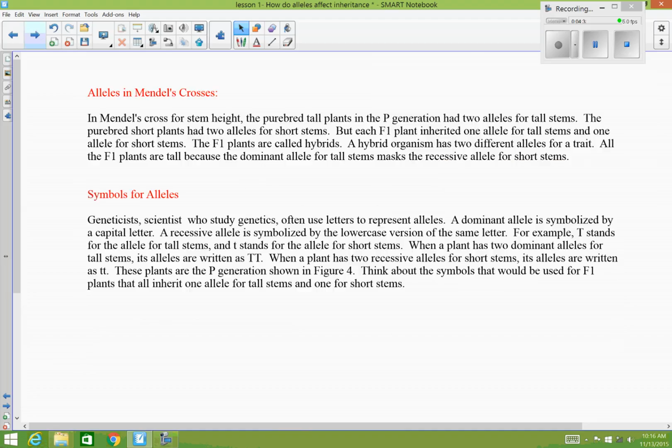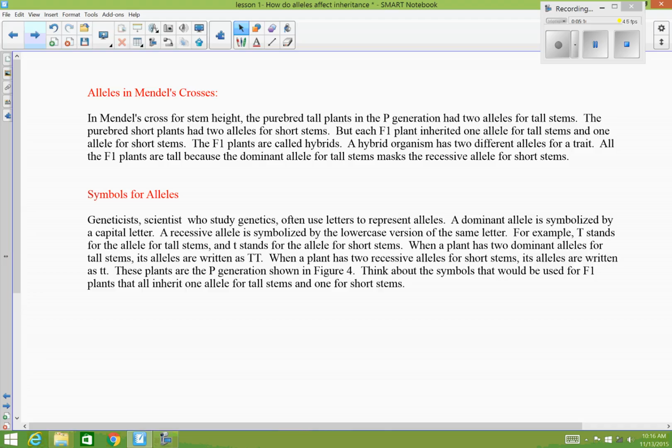Alleles in Mendel's crosses. In Mendel's cross for stem height, the purebred tall plants in the pea generation had two alleles for tall stems. The purebred short plants had two alleles for short stems. But each F1 plant inherited one allele for tall stems and one allele for short stems. The F1 plants are called hybrids. A hybrid is an organism that has two different alleles for a trait. All the F1 plants are tall because the dominant allele for tall stems masks the recessive allele for short stems.